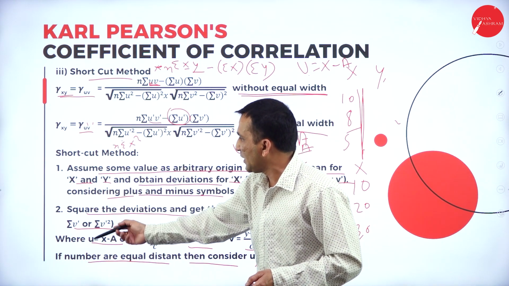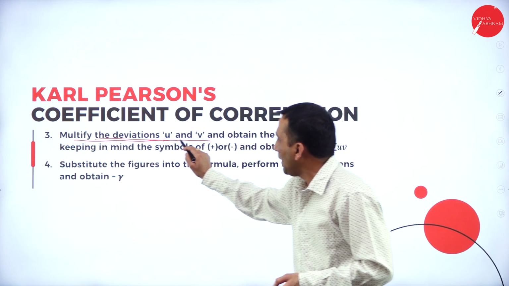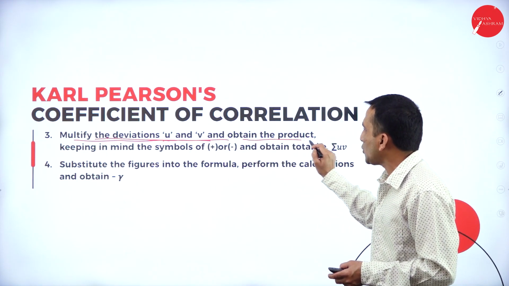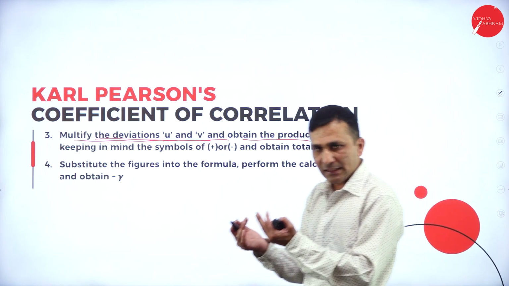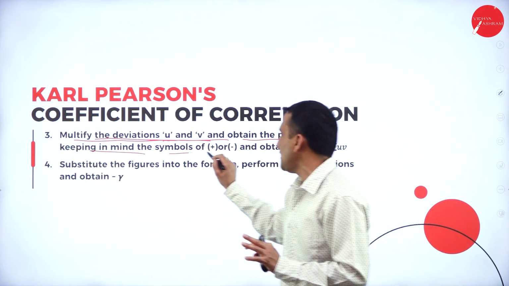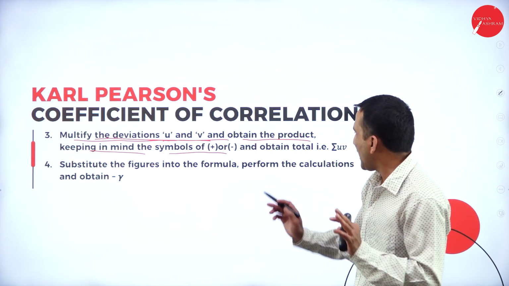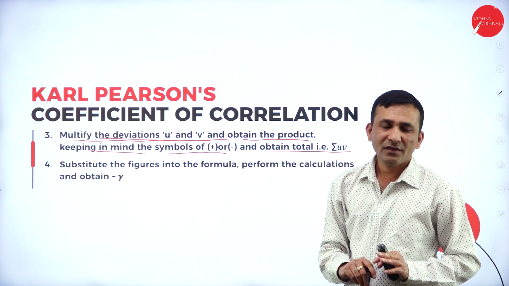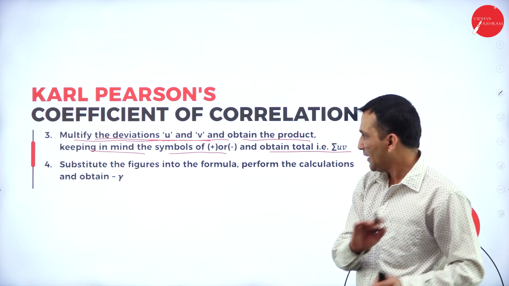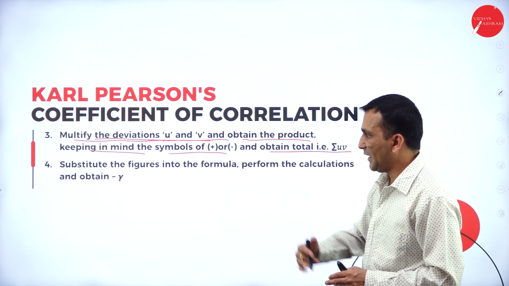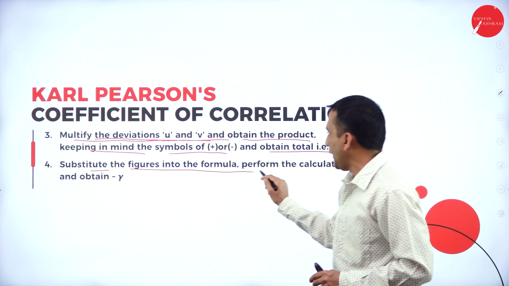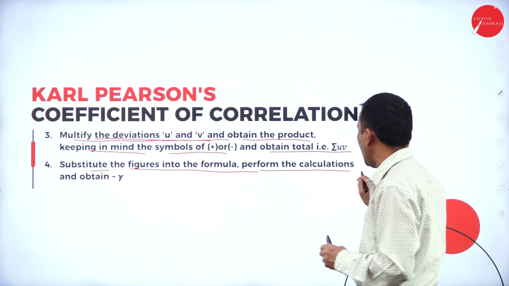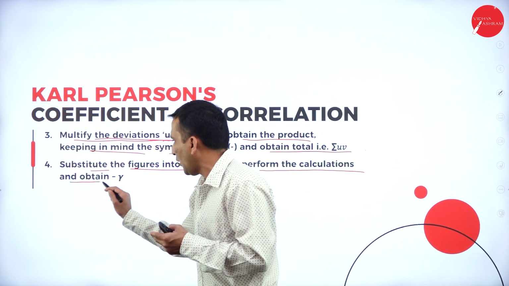Now the third step, what are we doing? Multiplying u dash and v dash, and obtaining the product. If you multiply, you get a product value. Keep in mind the plus and minus sign is very important to obtain sigma u dash v dash. The numerator part we completed, the square root also we did, the denominator. Substitute the figures into the formula, perform the calculation and obtain r.